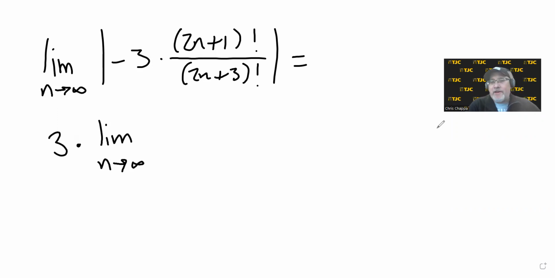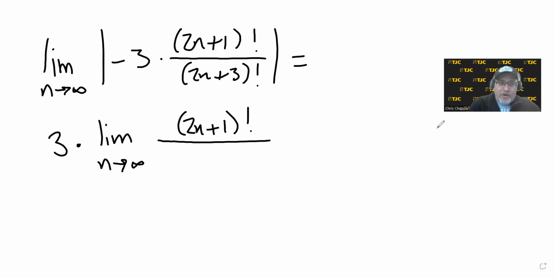And technically speaking, the factorials are positive as well, so we don't really need those absolute values. It wouldn't be wrong if you left them, but I'm going to leave them off only because everything that's not the negative three that we took the absolute value of, the rest of it's still positive, so we don't need the absolute value.